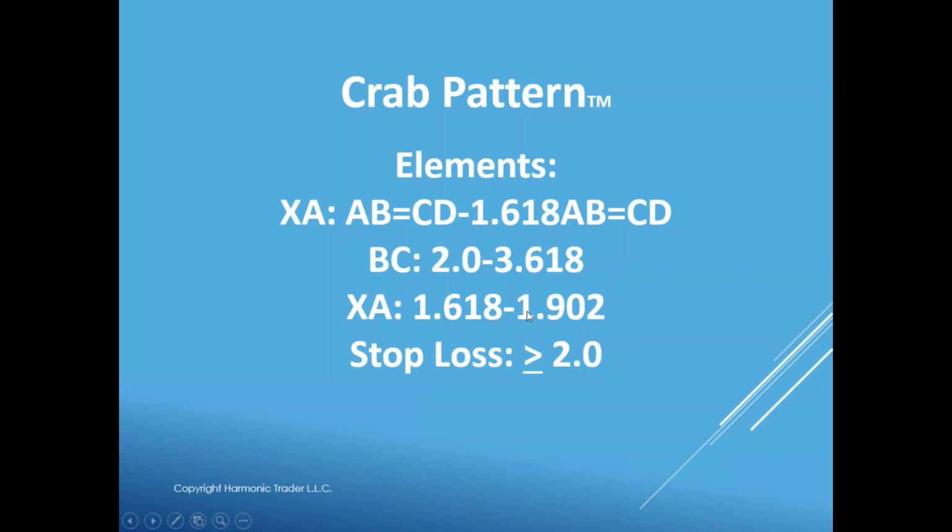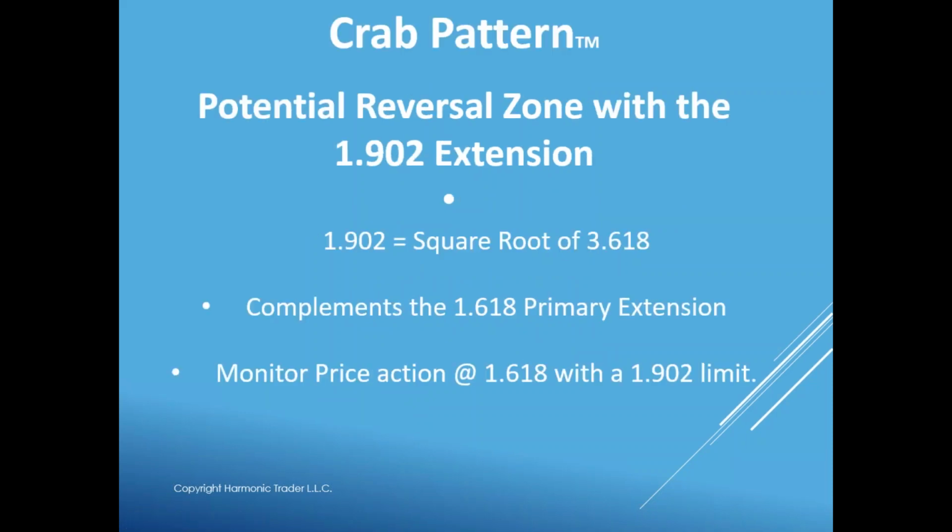And now we're going to introduce this 1.902. Typically, the standard stop loss is about a 2.0 or just beyond that. And I'm going to want to go through some examples, but we want to look at this 1.902 with the crab pattern potential reversal zone. This is where we can then bring a little extra measure and understand when price action is volatile, how to gauge whether or not we still have a valid structure.